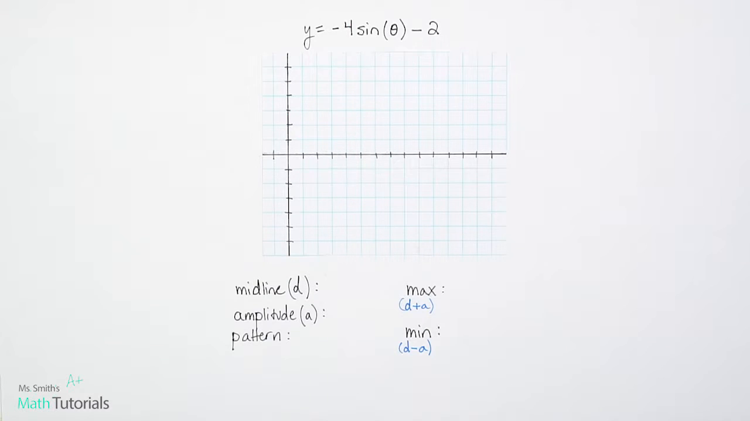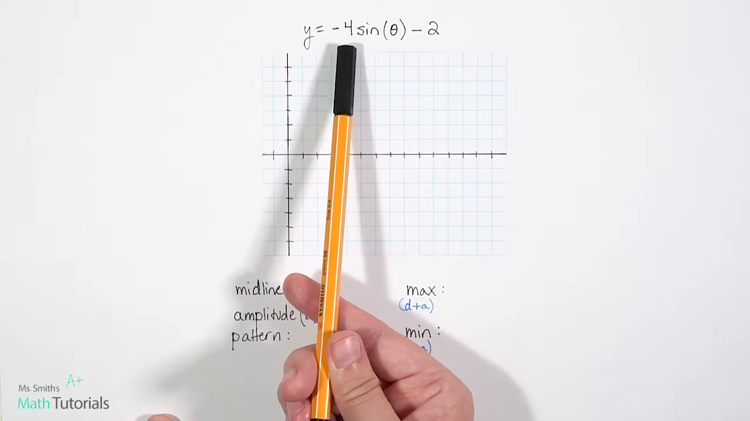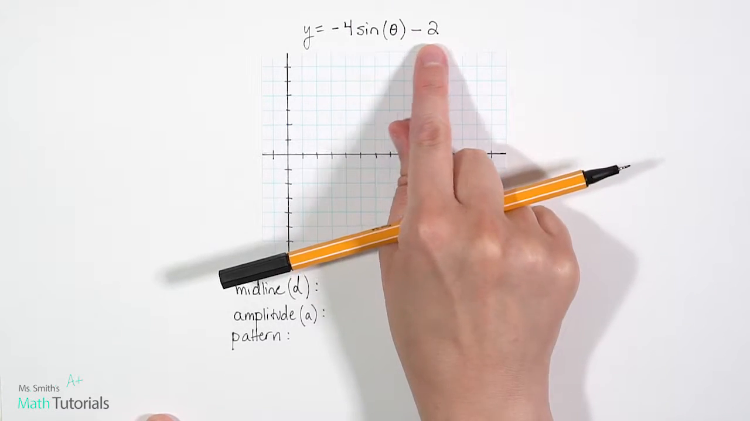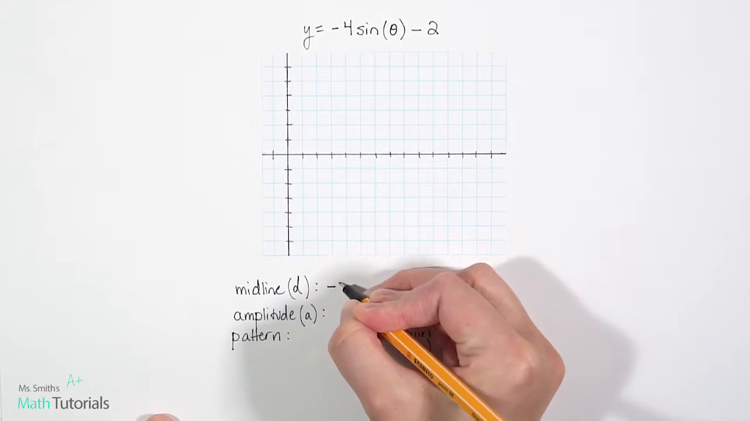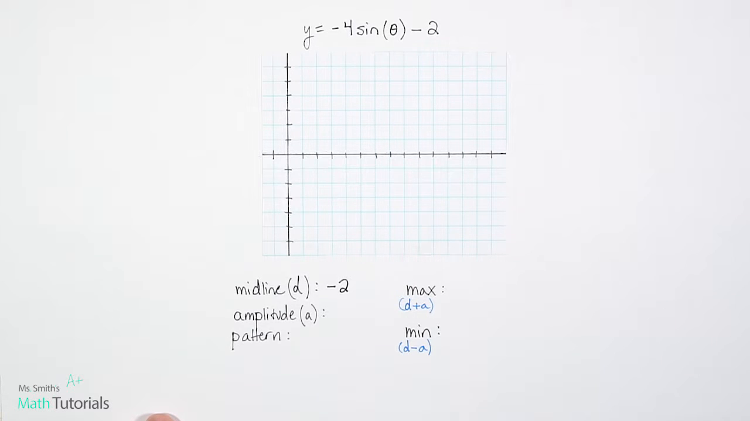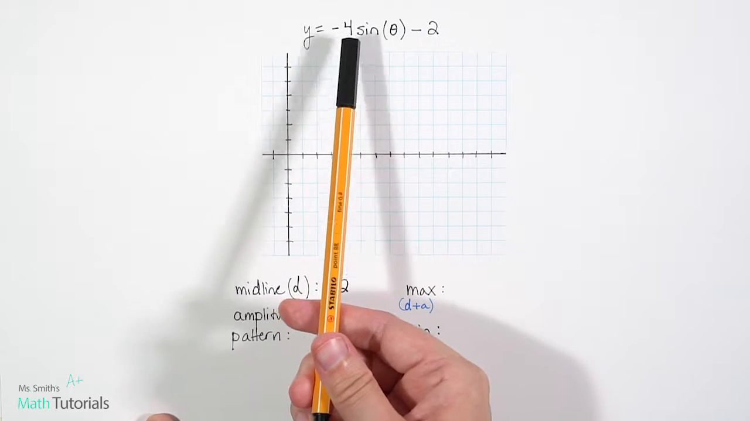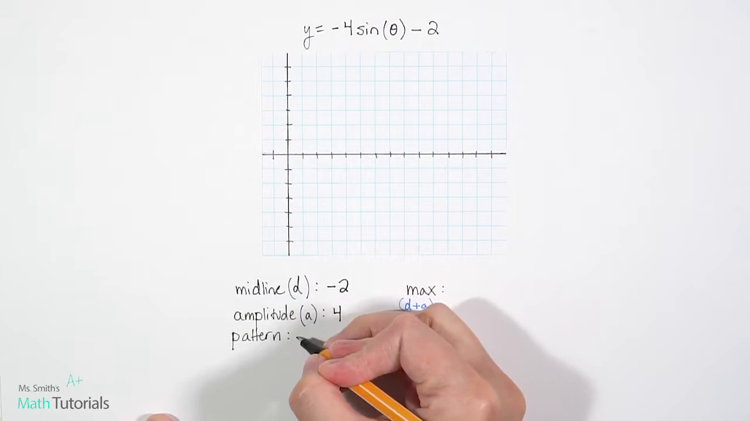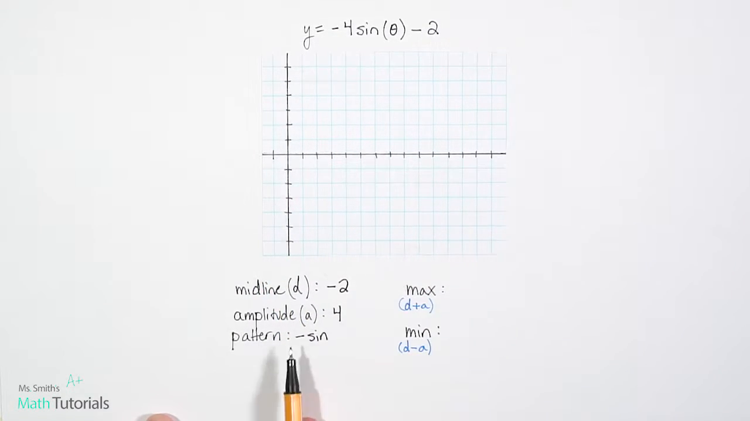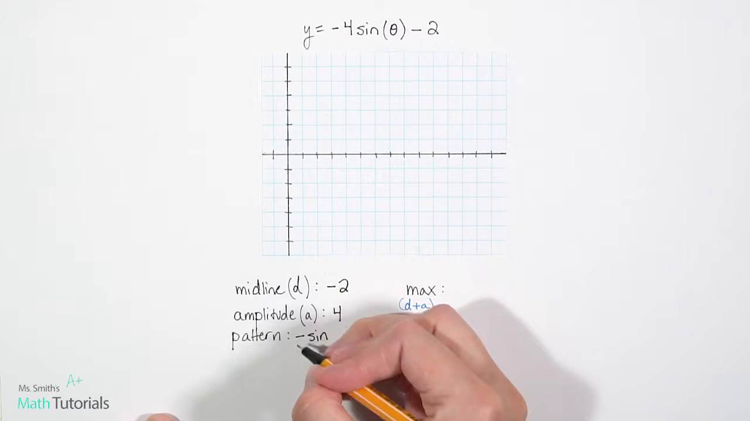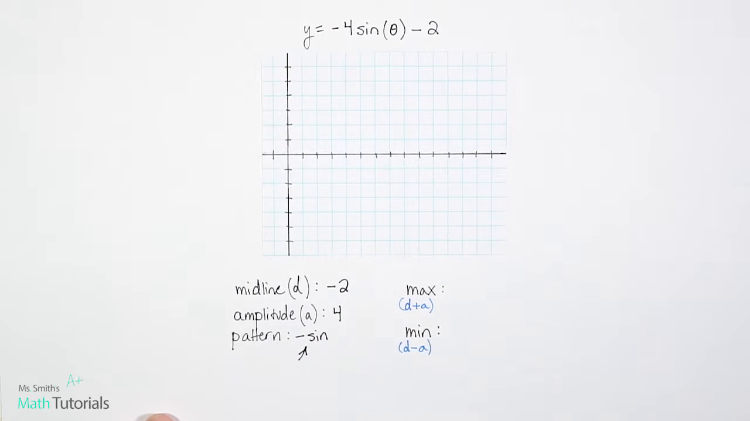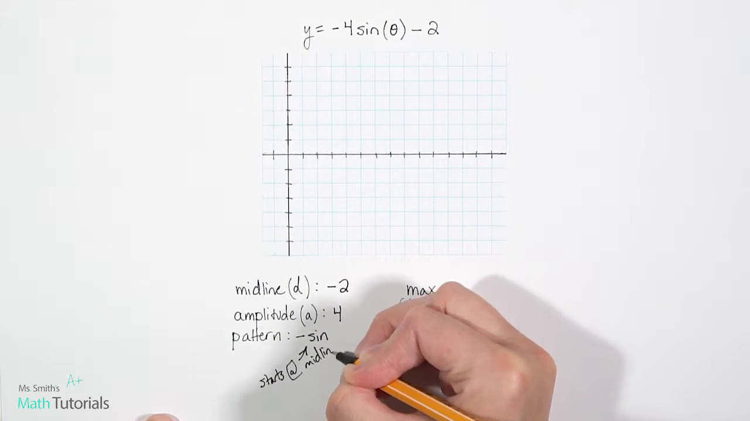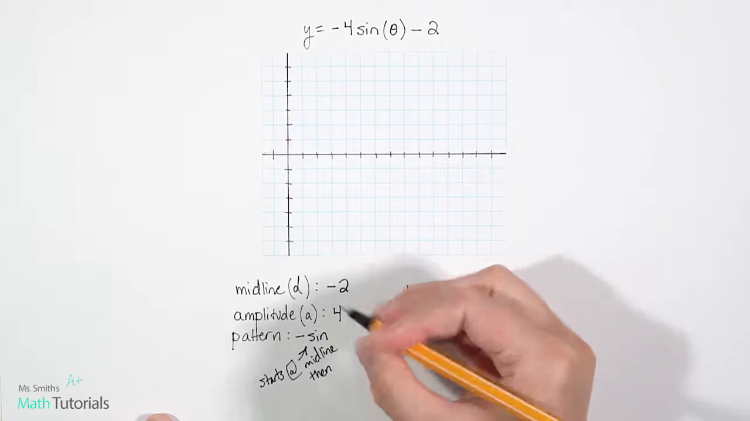Okay, for our last example together, we're going to do y equals -4 sine of theta minus 2. So notice our midline, our d, is a -2. Our amplitude a is not a -4, but just a 4. Remember that negative is going to go with the sine. So that's our pattern, negative sine. And remember from the front page that negative sine starts at midline, then goes to min.